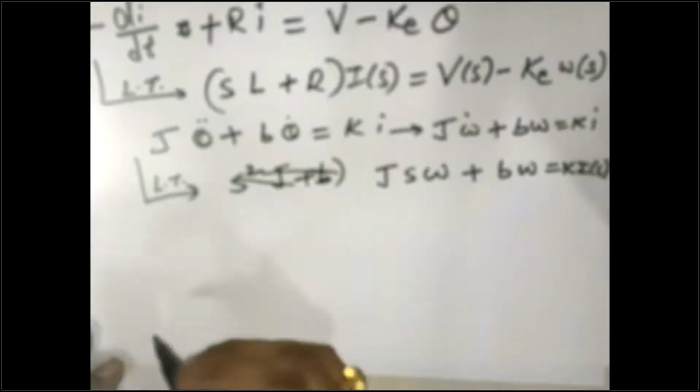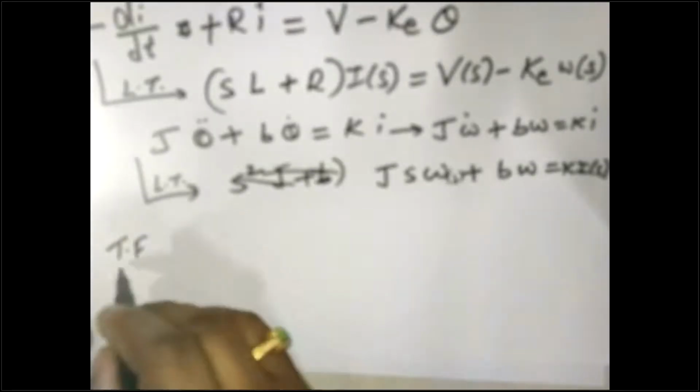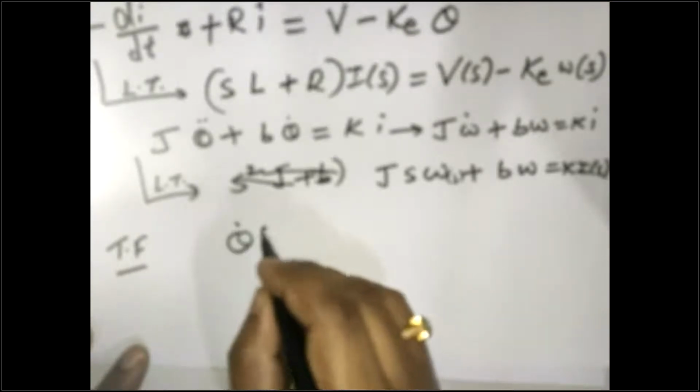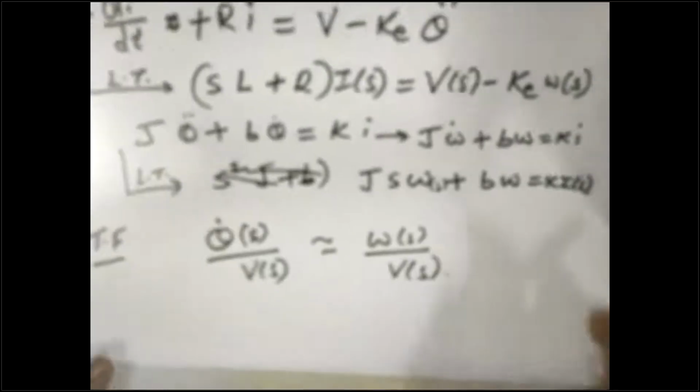Dot is omega. So J s of omega s, we may get. I'm just dropping the (s) expression here for simplicity. So the transfer function I am interested in is theta dot of s by V of s, or in other words, omega of s by V of s.